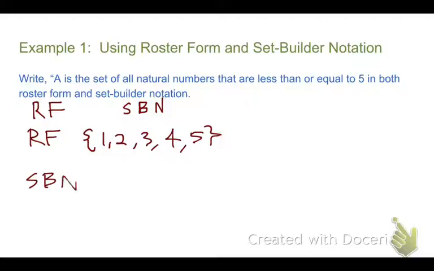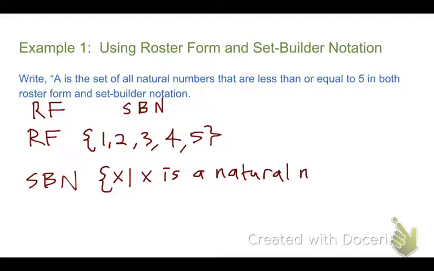In set builder notation, same basic start, the curly brace, which is the set of all, but now we have the set of all x such that x is a natural number and x is greater than or equal to 5, or excuse me, less than or equal to 5. End with the curly braces.